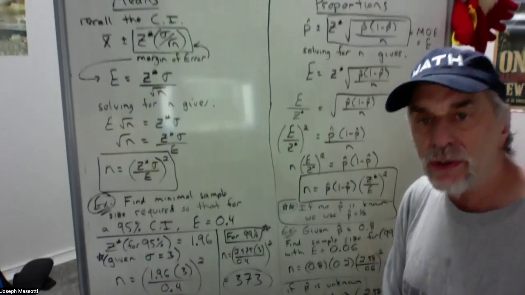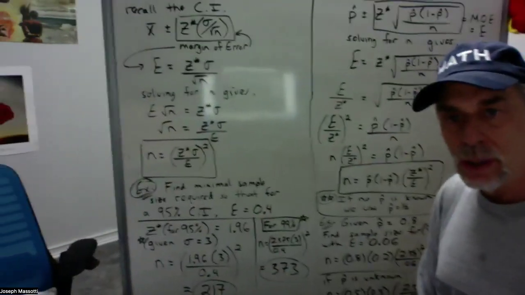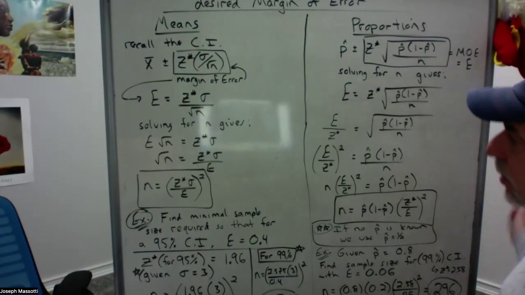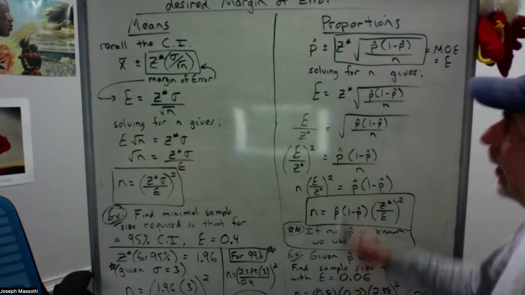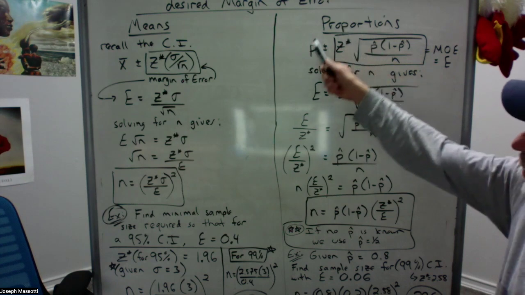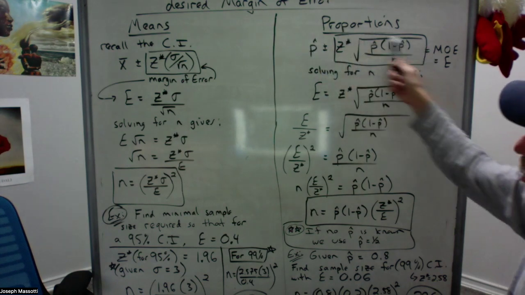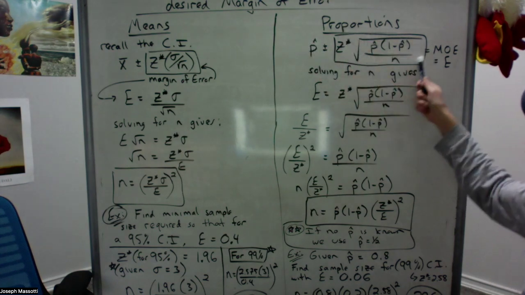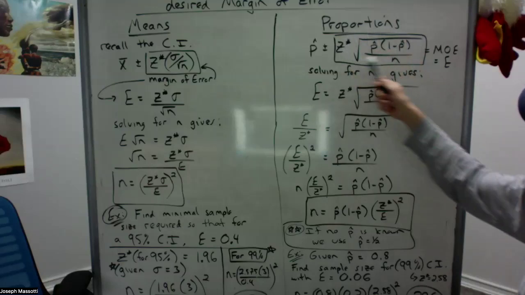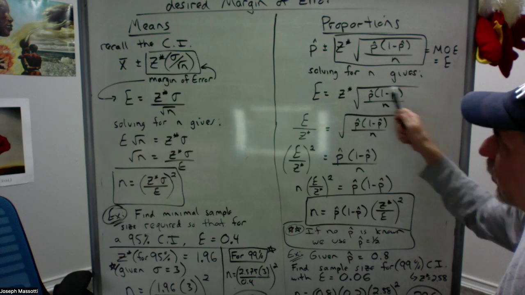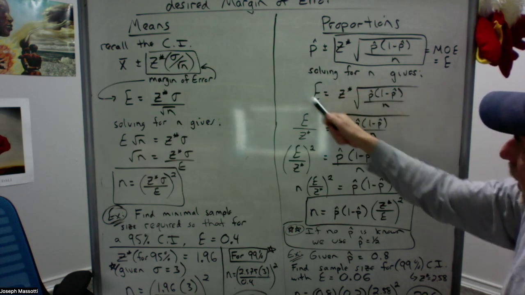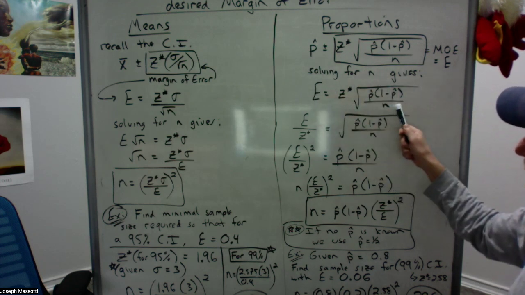And we also want to do this for proportions. Okay, so if we do this for proportions, we're going to see the same idea. Recall the formula for the confidence interval for a proportion. So this was now the margin of error. This part here, call that E. Same exact idea. We're going to solve this equation for n.